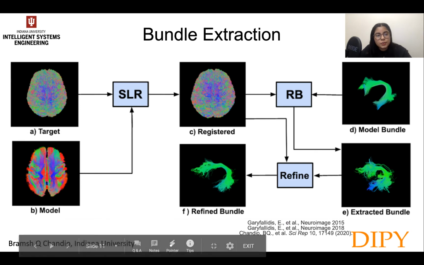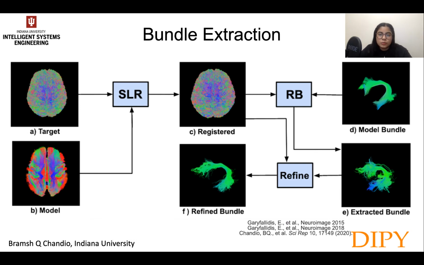So to solve this problem, one of the important things to do is to extract specific white matter tracts from the whole brain tractogram. This is an overview of how bundle extraction happens in BUAN. We will look at this closely.